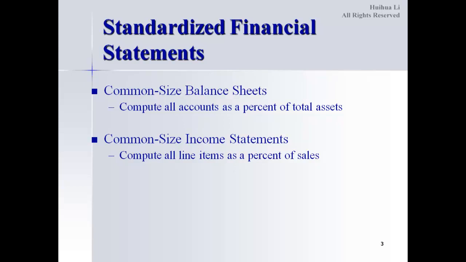Now please look at the sample financial statements. If we standardize these financial statements, what will be the number of total current assets in a common size balance sheet? What will be the number of earnings before interest and taxes in a common size income statement?